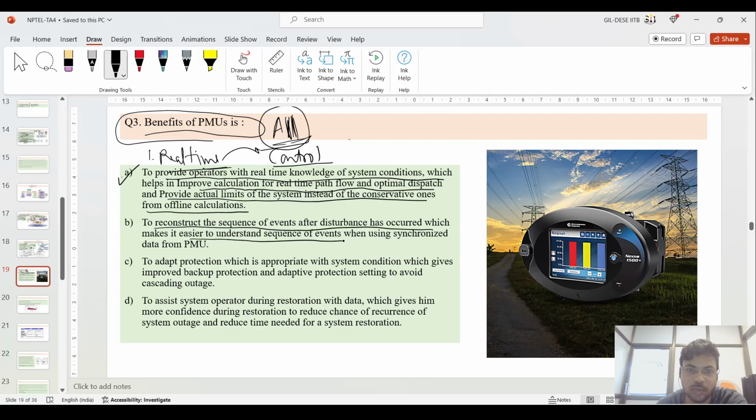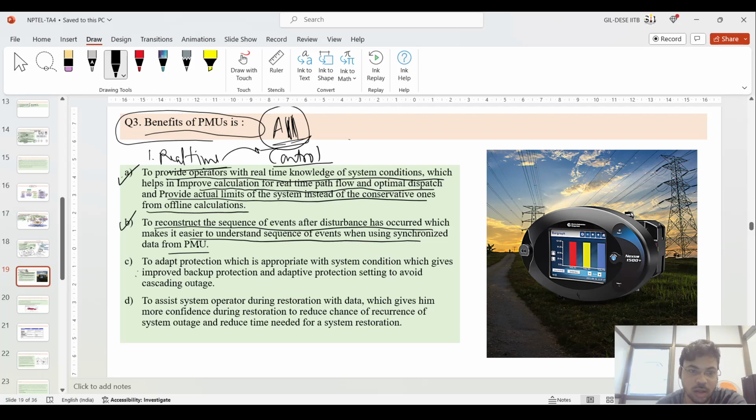Coming to the B option, to reconstruct the sequence of events after a disturbance has occurred, which makes it easier to understand the sequence of events when using the synchronized data. That is true because all the systems through PMUs are being synchronized.